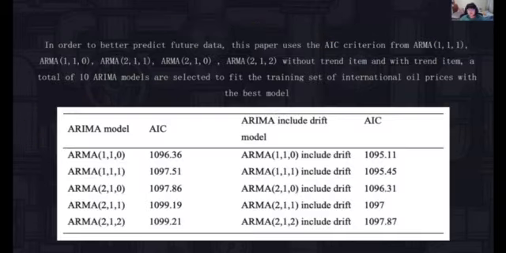That is our ARIMA model. We try to use 10 models to fit the training set of the international oil price to find the best model. The AIC values fitted by different ARIMA models are shown in the table below. So according to the AIC minimum criterion, it can be seen from the table of the AIC values that the ARIMA(1,1,0) including drift model has the minimum, 1095.11. This means the ARIMA(1,1,0) including drift model can better fit the original series of international oil price before the Russia and Ukraine conflict.